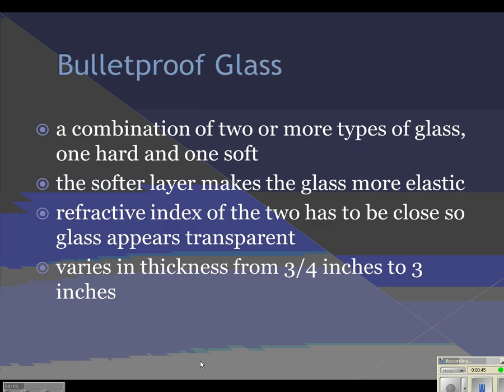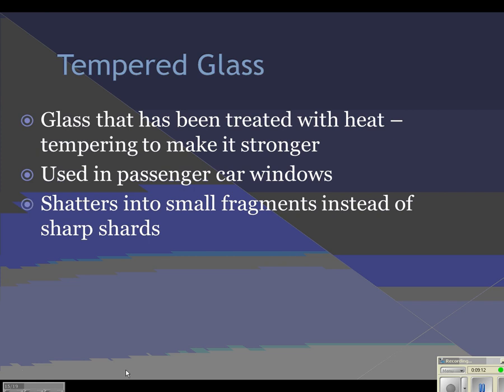Okay. If we look at the different types of glass, we can first start with bulletproof, as we're talking about bullets. What it is actually is a combination of two or more types of glass, one hard and one soft. And we say it's bulletproof, but it's really more like bullet resistant. The softer layer makes the glass more elastic, so it absorbs some of the impact when it gets to the harder glass. But the refractive index of the two has to be really close so that it can be transparent. You can see through it. And the thickness will range anywhere from 3/4 of an inch to 3 inches.